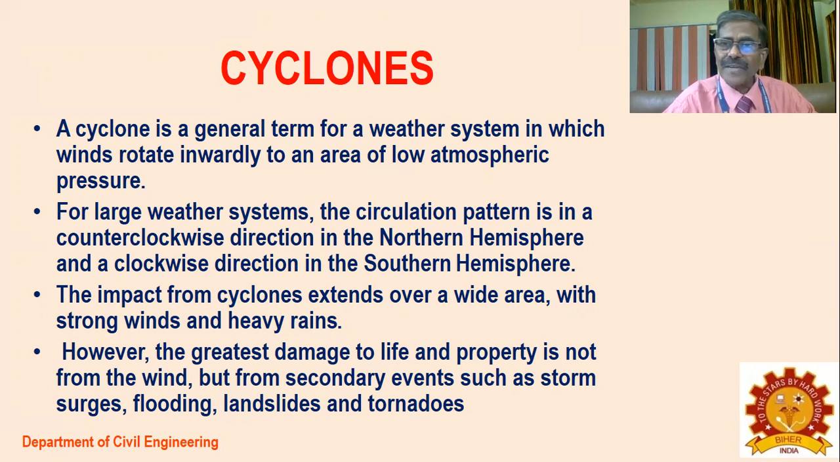So there is a heavy wind flow along with the strong wind and heavy rains. Both are combined with a heavy flow, and then it causes the effect on the earth. We call it cyclones. However, the greatest damage to life and property is not from the wind.